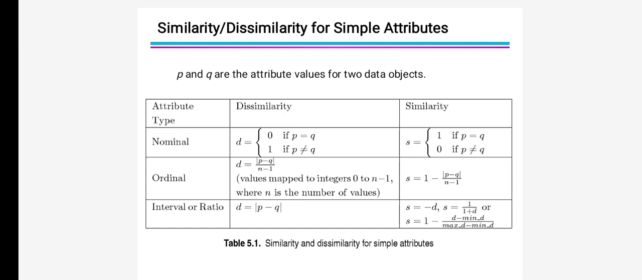Similarity and dissimilarity for simple attributes. p and q are the attribute values for two data objects. The attribute types are nominal, ordinal, interval or ratio. In the dissimilarity column, d is equal to 0 or 1, with values mapped to integers 0 to n-1, where n is the number of values, and in similarity the numeric values are given.